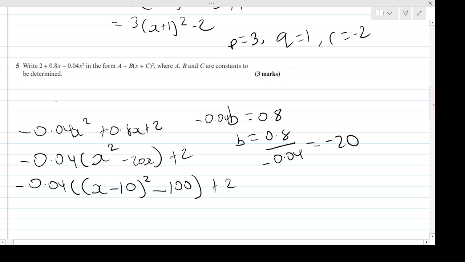Now, again, we're going to expand it. So we have times minus 0.04 with everything inside the bracket here. So we're going to have minus 0.04 of x minus 10 all squared. Then I'm going to do minus 0.04 times minus 100. So if we do that calculation, we get 4.